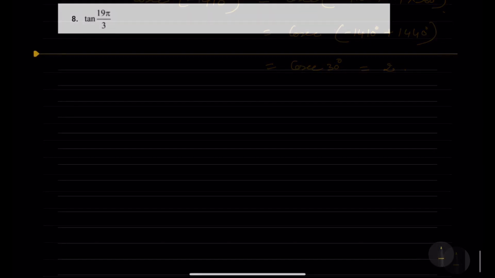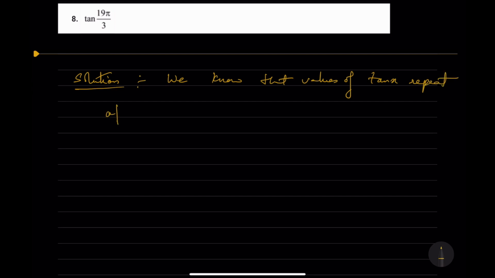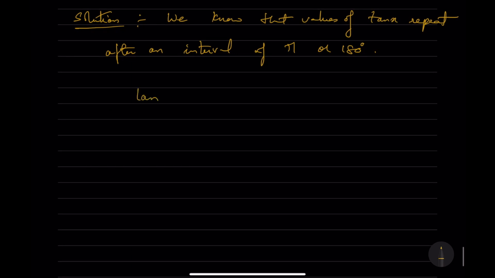Next, going into here, it's given as tan of 19 pi by 3. So here again we know that tan x also repeats itself after an interval of pi or 180 degrees. So therefore we know that values of tan x repeat after an interval of pi or 180 degrees.